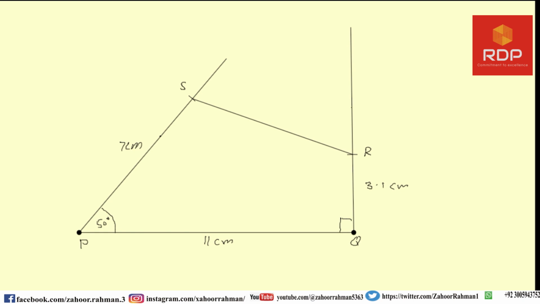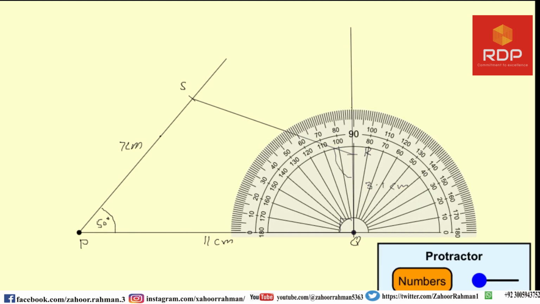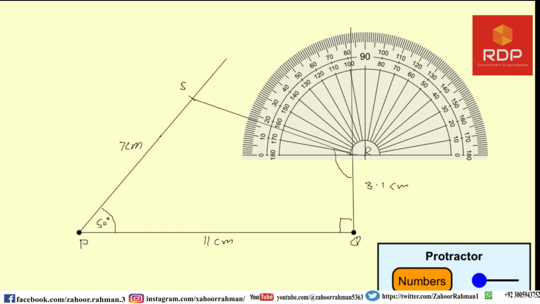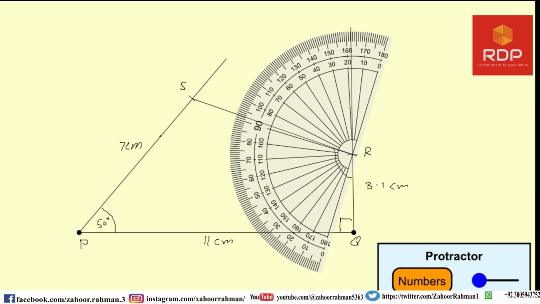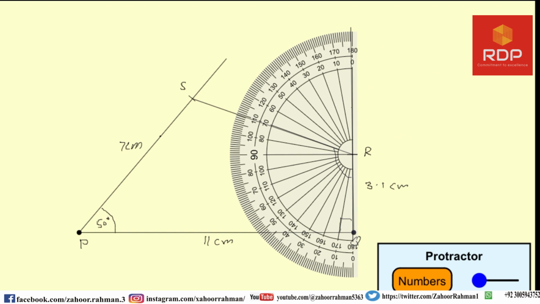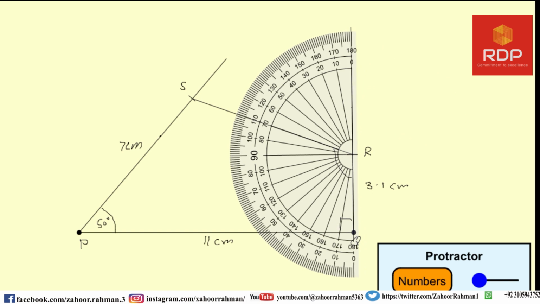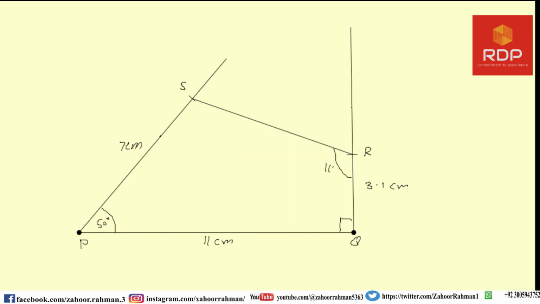Now in the first question they are saying measure and write down the size of QRS, which is this angle. So let me bring the protractor and put at the middle of this QRS, and then I have to put it here, and QRS is equal to 110 with me. So that is 110, as you can see.